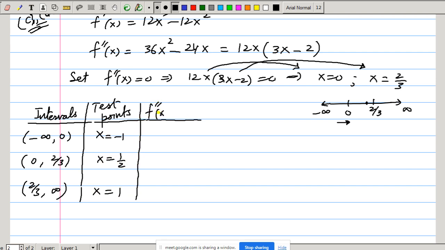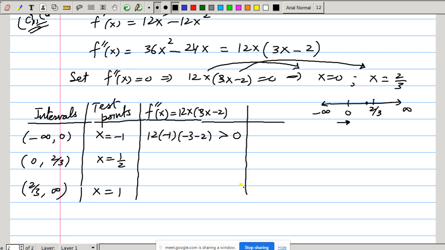Now the second derivative is 12x times (3x minus 2). If I put in x equals minus 1, it gives me 12 times minus 1 times minus 3 minus 2. So minus 5 times minus 1 gives me a positive number. I'm not interested in the exact answer, I'm only interested in positive or negative, so that's enough. That's why I'm not calculating. If you calculate with the calculator, it's okay. Write the answer and then you can say whether it is positive or negative.